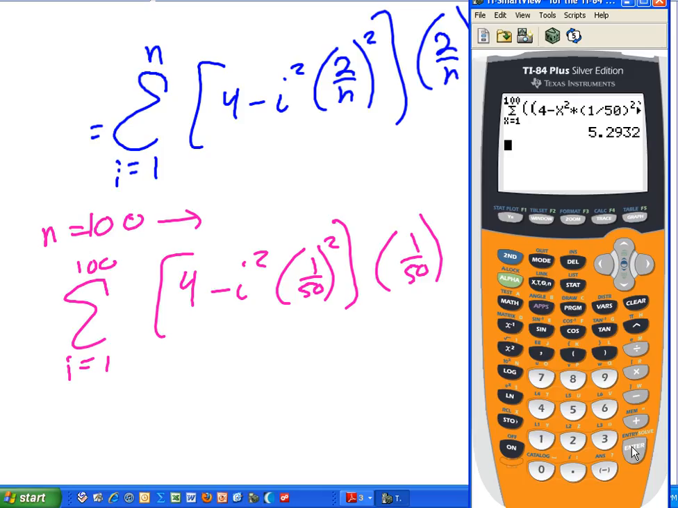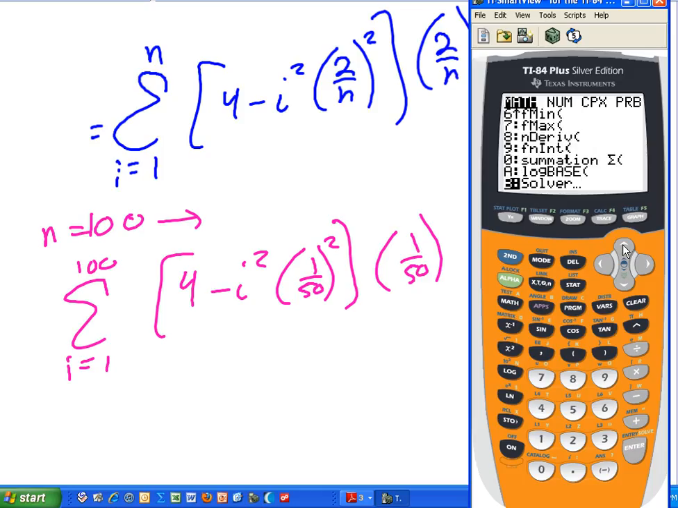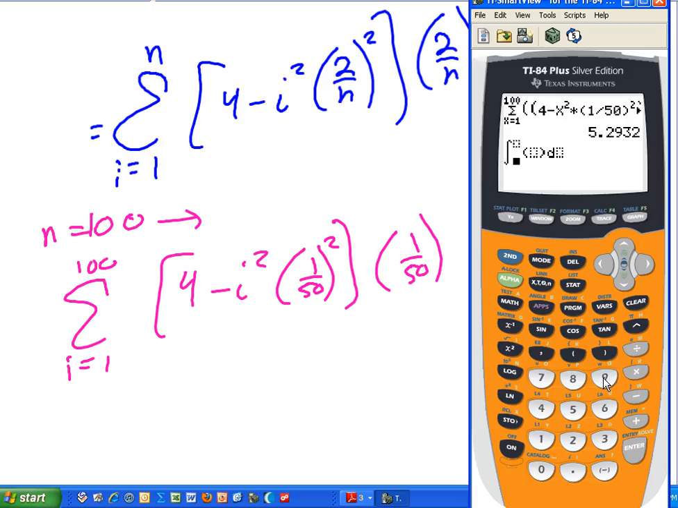Sure. Here's how you can find the actual answer. Now I'm not going to tell you why. If we go down to number 9, finite integral. Now look at that sign. That's the antiderivative sign. We're going to go from x equals 0 to x equals 2, and we're adding up the area under the curve.